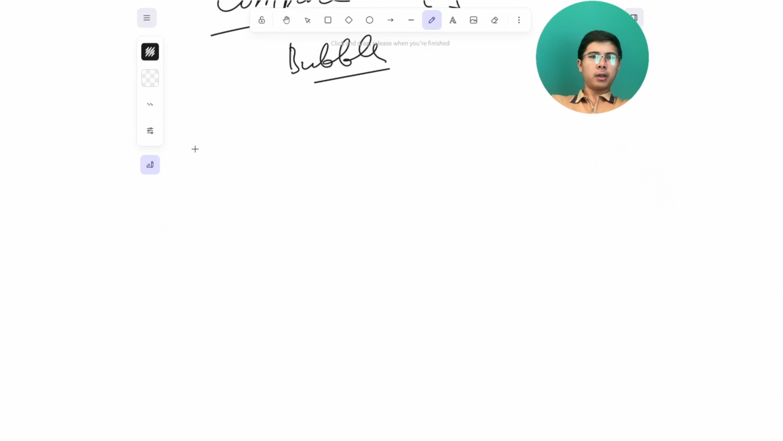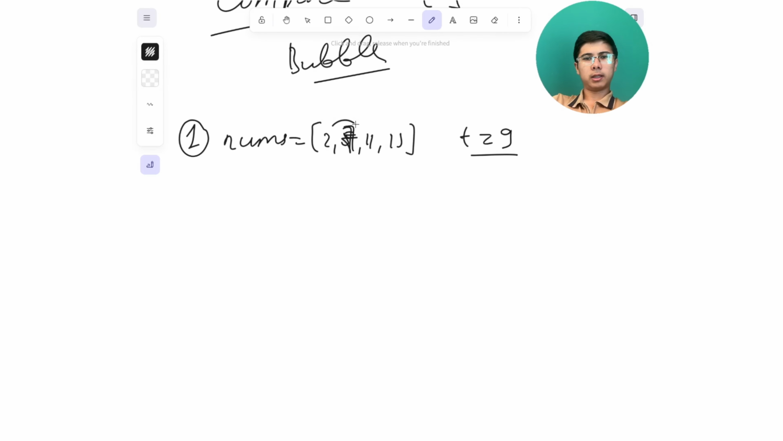Solution. Usually we go first with the mathematical solution, then the coding solutions, from high level to low level. So what is the high level process, what should we do? We have the numbers 2, 7, 11, and 15. When the target is 9, 2 plus 7 becomes 9, yes.